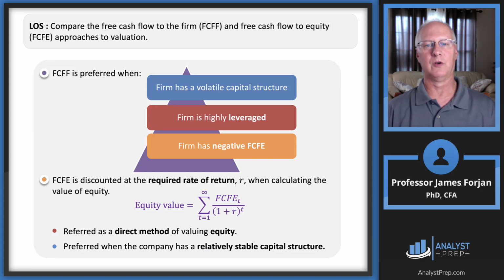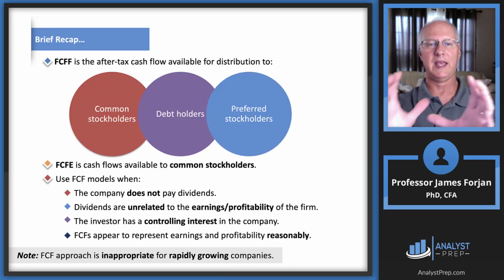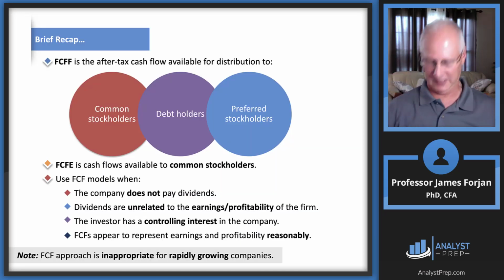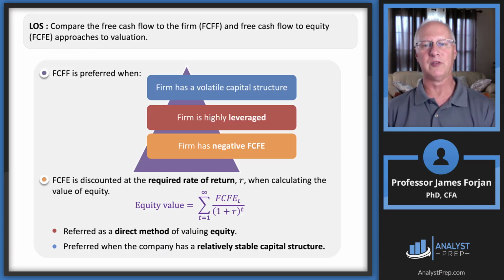Now, free cash flow to the firm is preferred when, in addition to all of those other conditions that we talked about here just a few moments ago, free cash flow to equity is negative, all right? Negative free cash flow doesn't really make a whole lot of sense. So we can substitute free cash flow to the firm. We also do this when, look at the middle block there, right? When the bondholder circle is really big. So when the firm is highly leveraged and when the firm has a volatile capital structure.